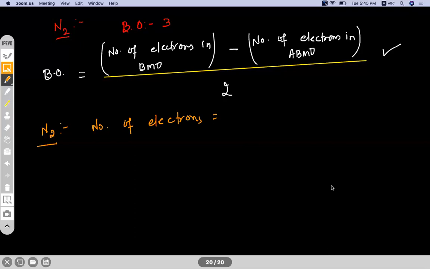Equals to? No, it's 14. Is it 28 or 7? There are 7 electrons in one nitrogen atom. 14 is the atomic mass, right? So 14 is the total number of electrons for nitrogen.